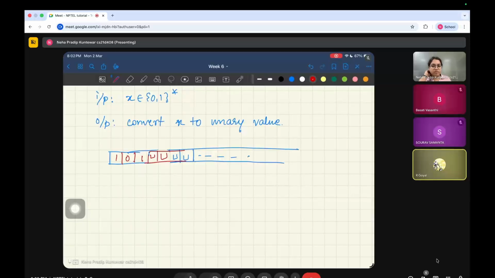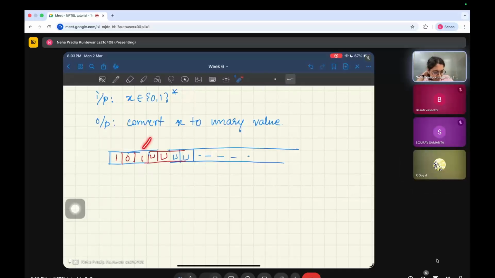So if I read a one, then with how many ones do I need to replace it? Because I do not know the length of the binary in advance. I do not know that it is three, otherwise I would have replaced it, right? So I will replace this one by a one, and then I keep on moving towards the right.